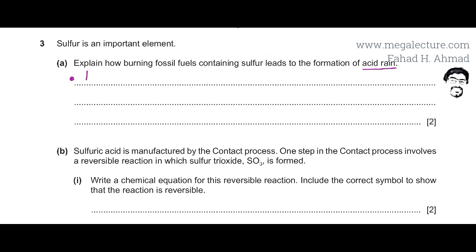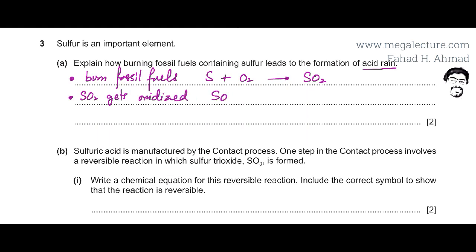When you burn fossil fuels, sulfur reacts with oxygen and ends up forming SO2, sulfur dioxide gas. The next part is that the SO2 formed gets oxidized in the atmosphere by another pollutant, which is nitrogen oxide, and they end up forming SO3, and NO is produced.